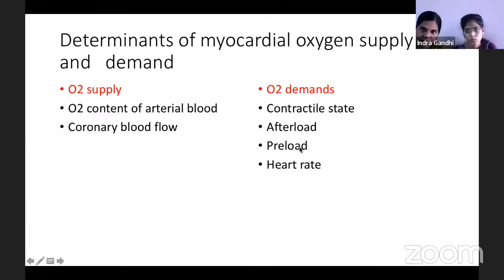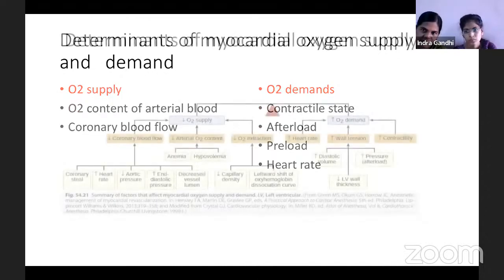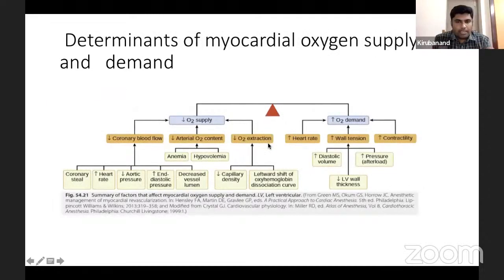So if your preload rises, left ventricular end diastolic pressure rises, so it reduces the coronary perfusion. If your afterload or aortic diastolic pressure reduces very low, once again your coronary perfusion pressure will decrease. Afterload should not be reduced too low. Yes, sir. Okay. So this is a pictorial representation of whatever we discussed now.